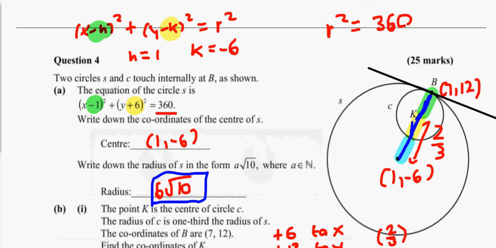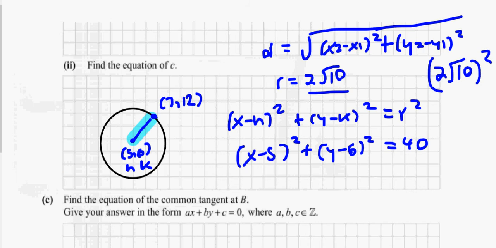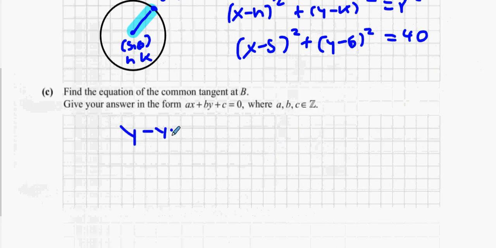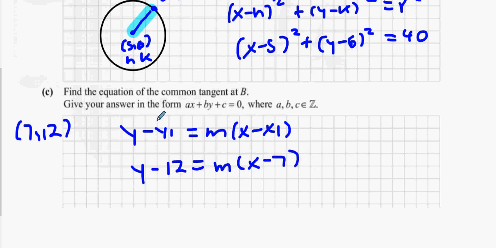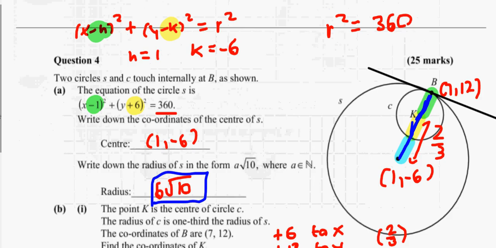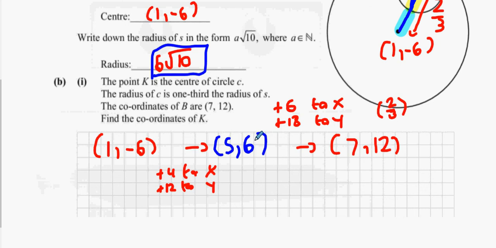So it's going to be the equation of a line, which is y minus y1 equals m times (x minus x1). You already know the point is (7, 12), so you can get some attempt marks straight away by just writing this. And the only thing you need now is the slope. Well, what we learned earlier is that it has a slope of, what is it? 6 across and 18 up.